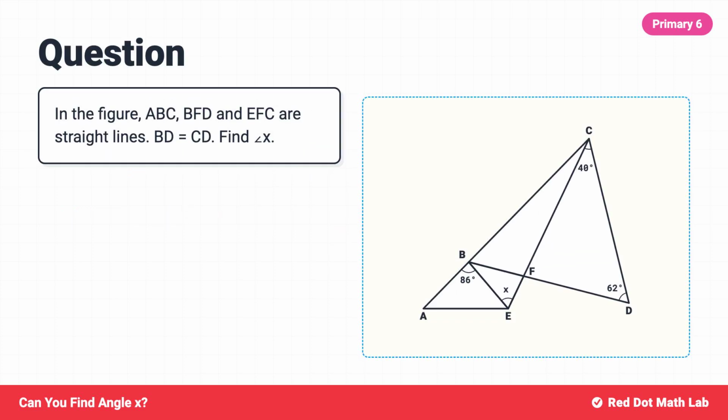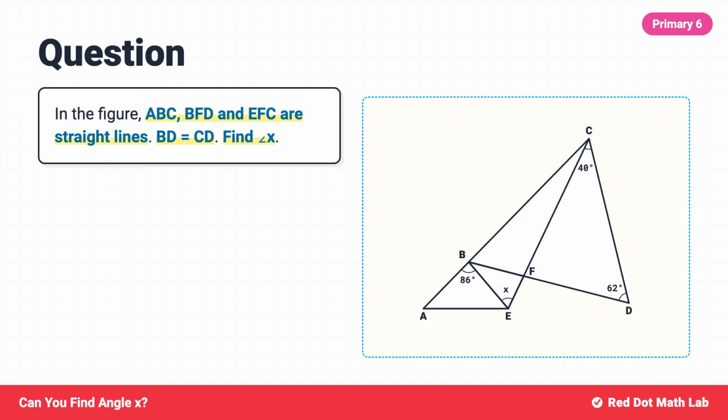Here is our question. In the figure, ABC, BFD, and EFC are straight lines. BD is equal to CD. Find angle X. Now look carefully at the figure. Line ABC runs from A through B up to C. Line BFD runs from B through F down to D. And line EFC runs from E through F up to C.